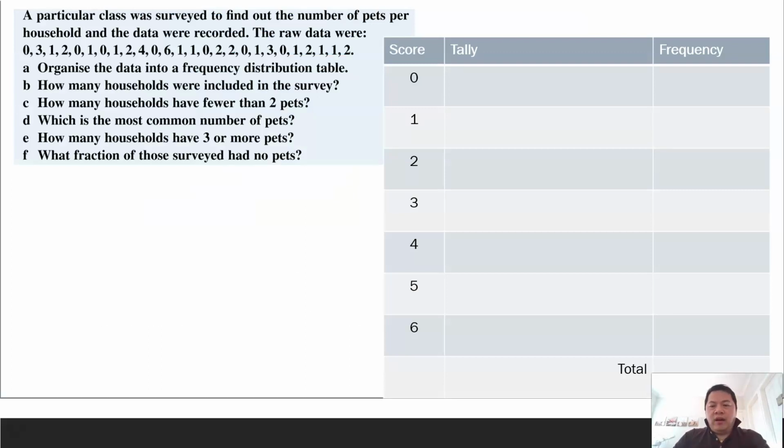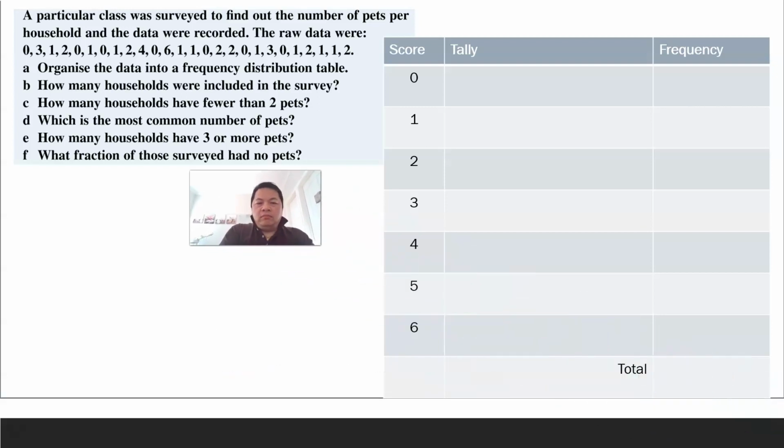I'm going to show you live how to put together a tally table like this. For example, the data: this particular class was surveyed to find out the number of pets per household, and the data were recorded. The raw data were 0, 3, 1, 2, and so on. You're supposed to put this into a frequency table like this.